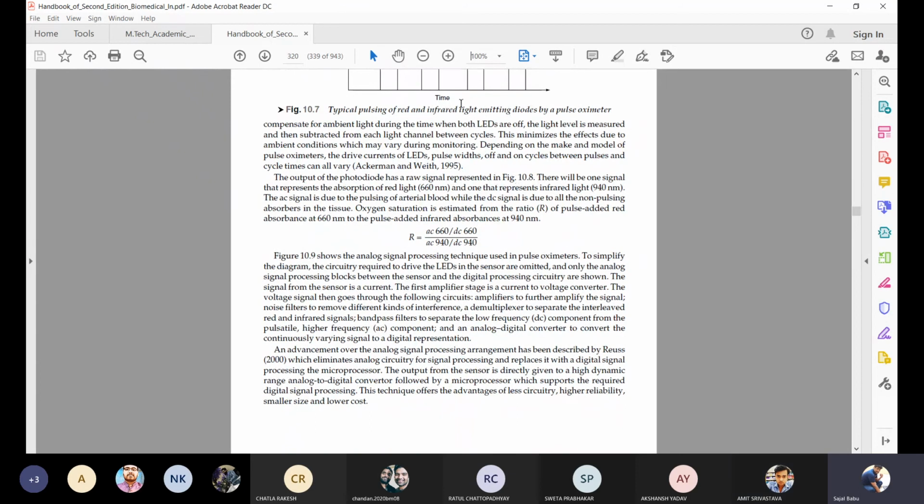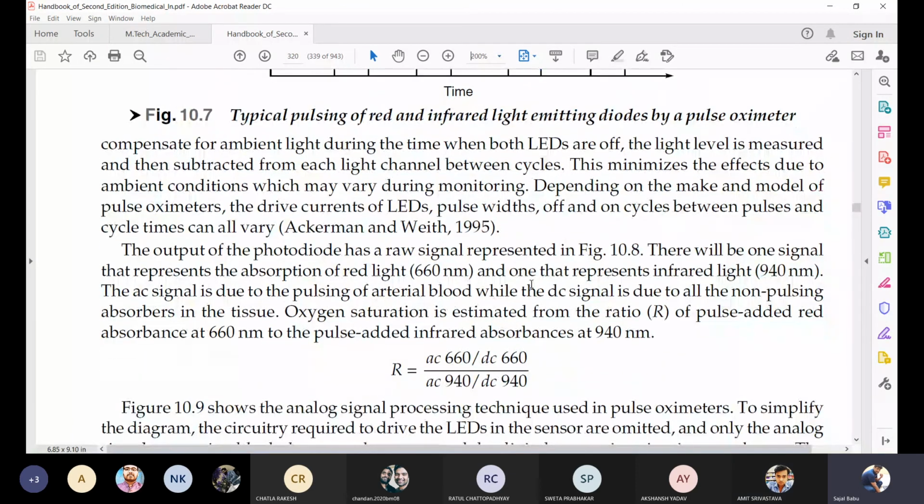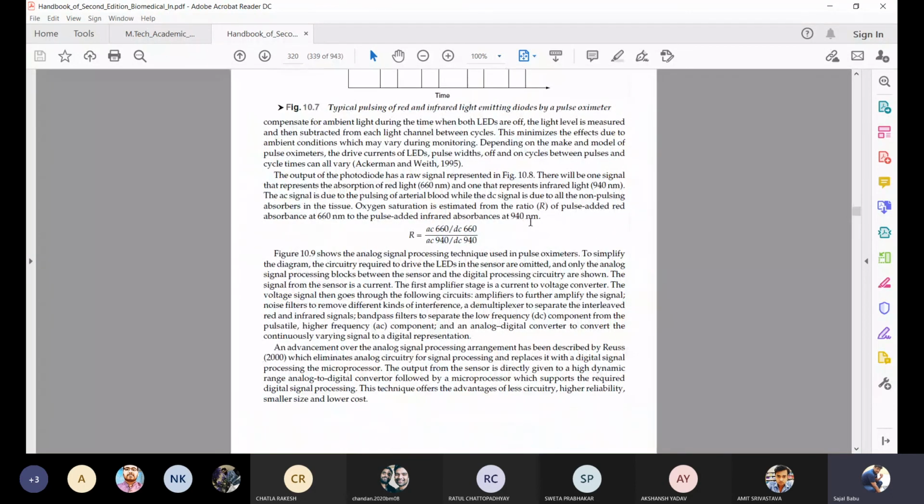Yes, sir. Okay, so this will be the formula if you are considering it in the form of light amount. So the R will be the AC, the pulsating light that it has received when the red light is emitted, by the constant light that it has received, divided by the pulsating light that it has received when the infrared light is emitted, and then the constant light that it has absorbed, and depending upon that R, it is going to compute the oxygen saturation level.